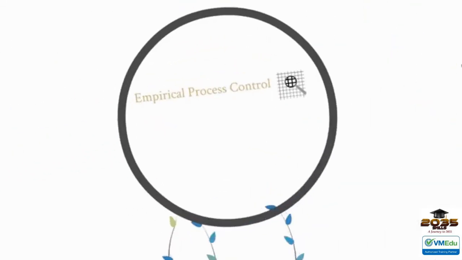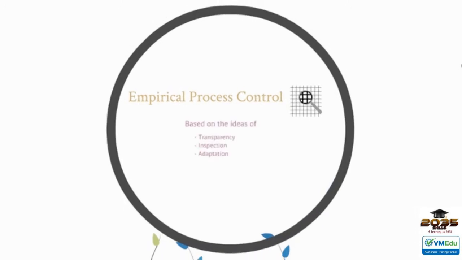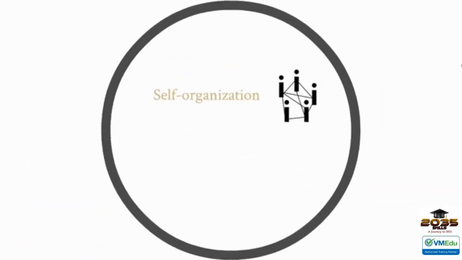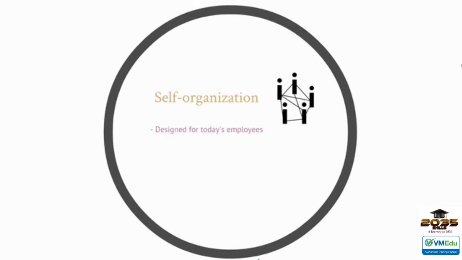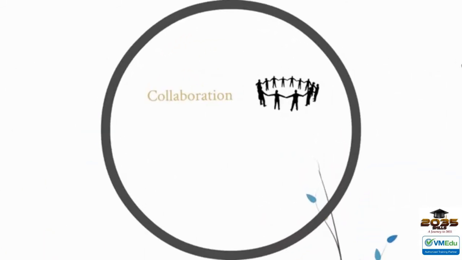The first Scrum principle is empirical process control, which is based on the ideas of transparency, inspection, and adaptation. Next is self-organization. Scrum is designed for today's employees who have much more knowledge to offer than just their technical expertise, and who can deliver greater value when they're self-organized.